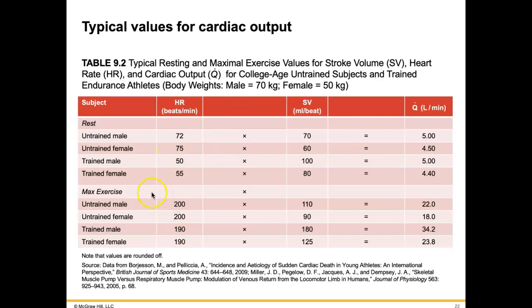And then if we look at them while they exercise, we'll see that same shift. So untrained, we're going to see higher numbers. Trained, we'll see lower numbers for heart rate. And then for stroke volume, for untrained, we have lower numbers. And trained, we have higher numbers, which now, because there are significant shifts in those numbers with exercise, we'll see that the cardiac output for those that are untrained are much lower than those that are trained.